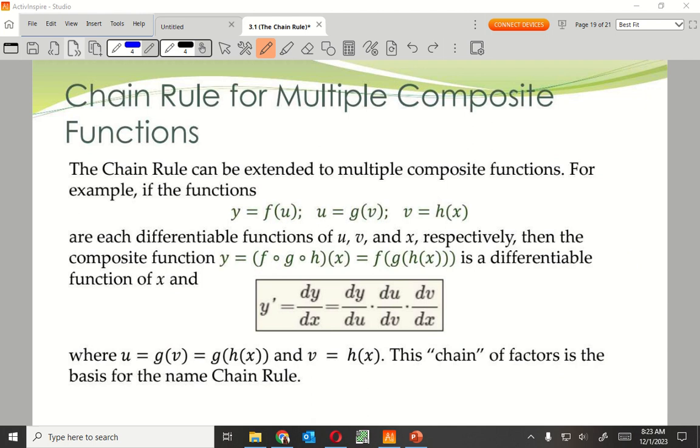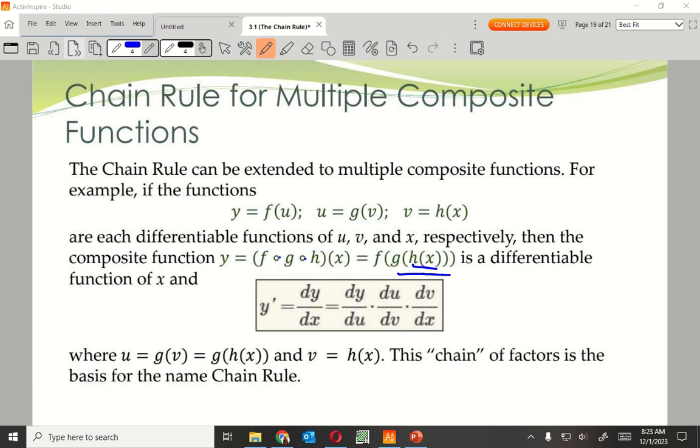All right, here it is again. Multiple composite functions here. So it is going to be f of g of h. So the derivative of the inside times the derivative of the outside, and then that's going to be, again, another inside times the derivative of the outside. So we have 3 functions here.